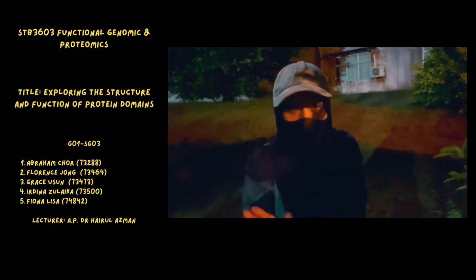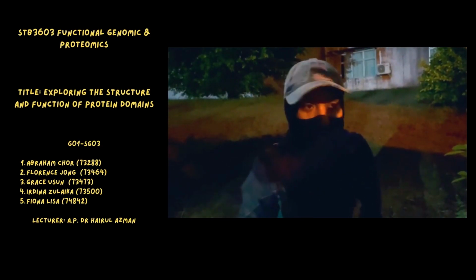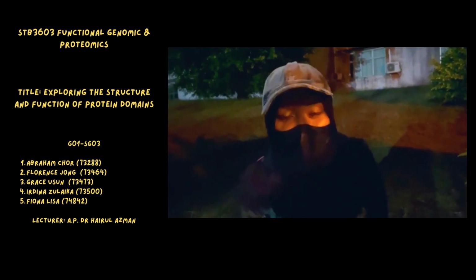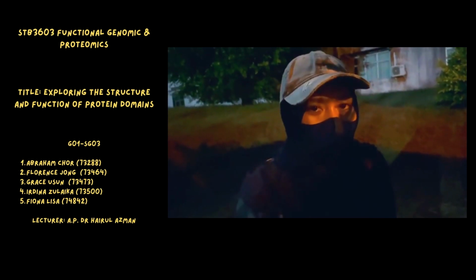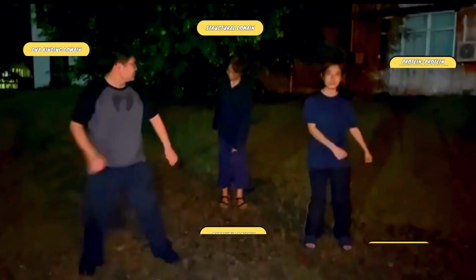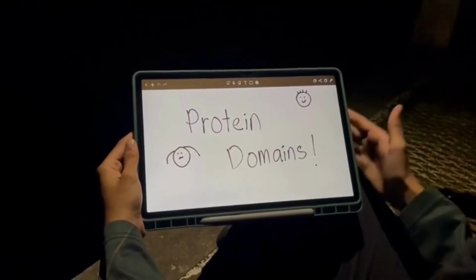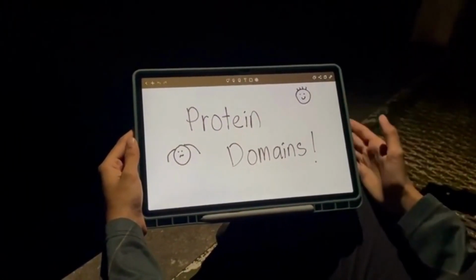Hi, I'm your wilderness explorer, Dina the Explorer, and I'm on a journey exploring the structure and function of protein domain. Look, it's a rare footage of protein domain dancing and my teammates, and I'm not sure why they are doing this. Protein domains are structural and functional basic unit of protein.